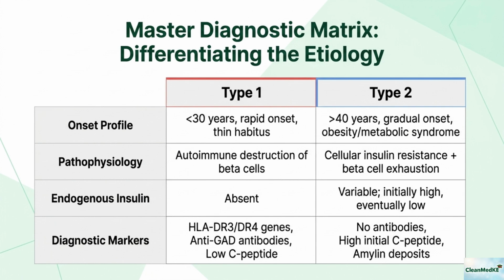Type 1 typically presents in patients under 30 with a rapid onset and thin habitus, driven by autoimmune destruction of beta cells. Endogenous insulin is absent, marked by HLA-DR3 or DR4 genes and low C-peptide. Type 2 is gradual, appearing in patients over 40, characterized by cellular insulin resistance and high initial C-peptide.